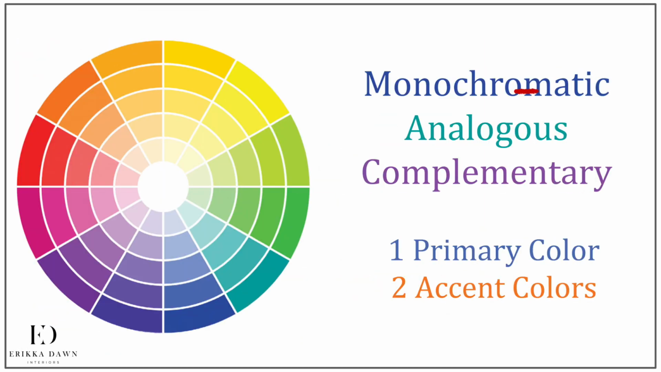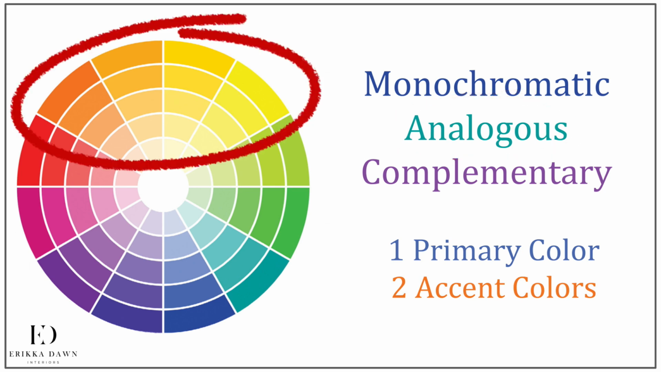Now let's move on to the analogous color scheme. An analogous color scheme refers to the approach where you use colors that sit next to each other on the color wheel for your color scheme.